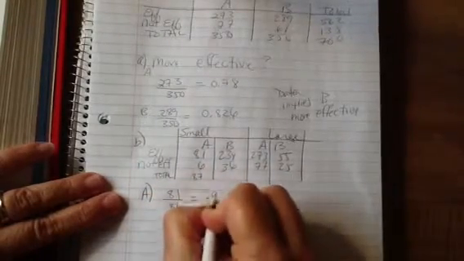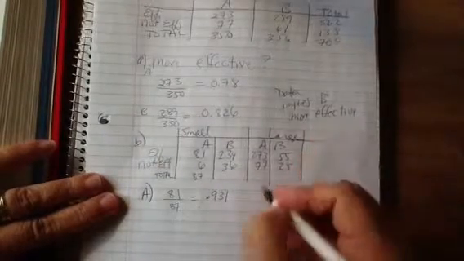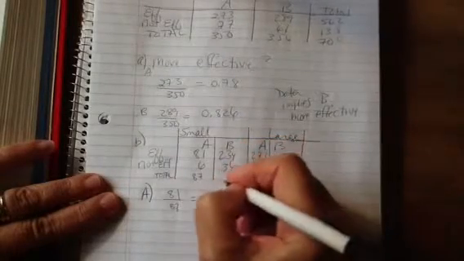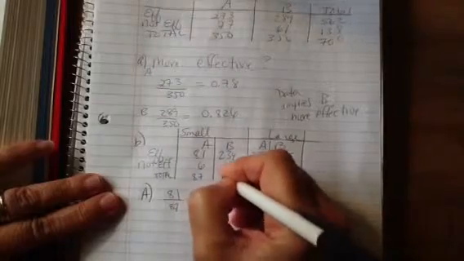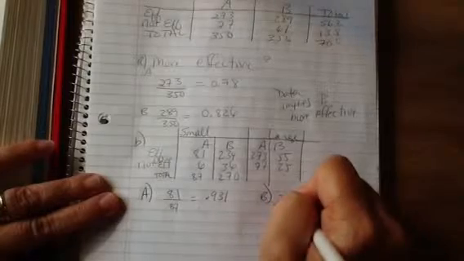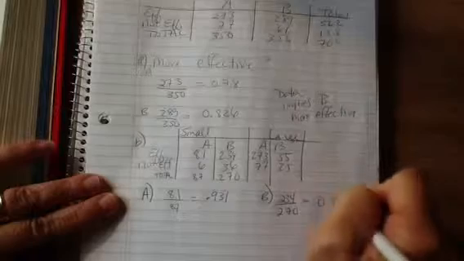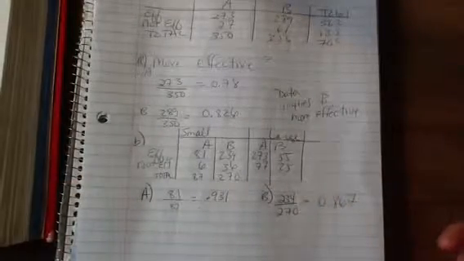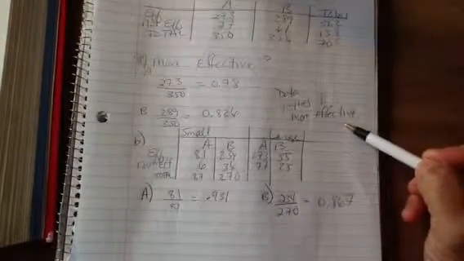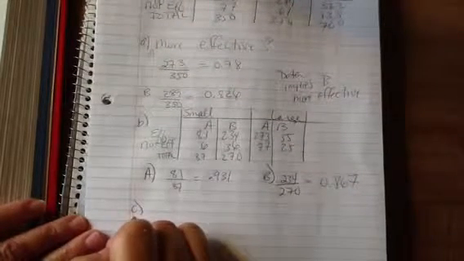And we get 0.931. And then for treatment B, the total here was 270. So now we're going to say 234 over 270, and we get 0.867. So which one was more effective? Well, it looks like it might have been treatment A, while this one up here says it's treatment B. Part C, we're going to do the same thing, but this time with the large stones.